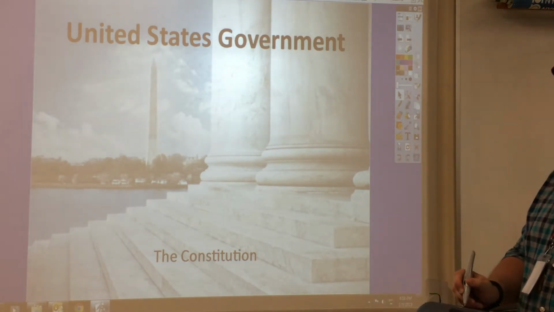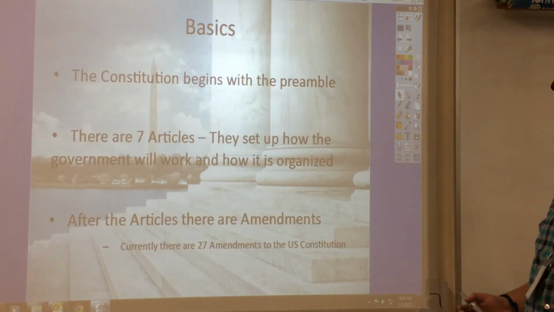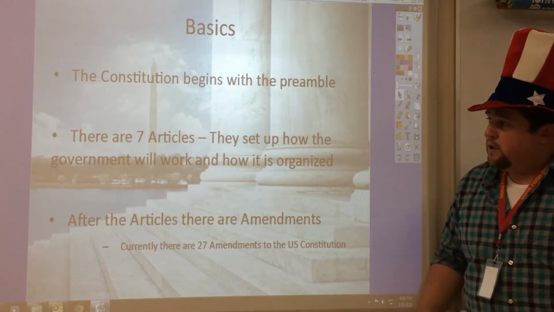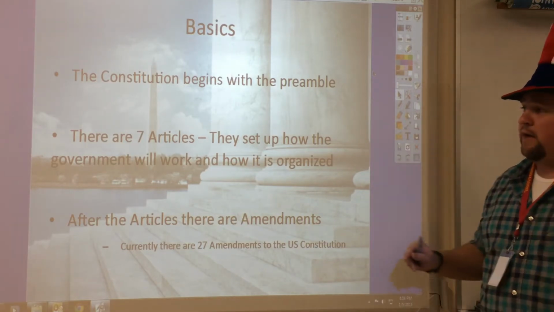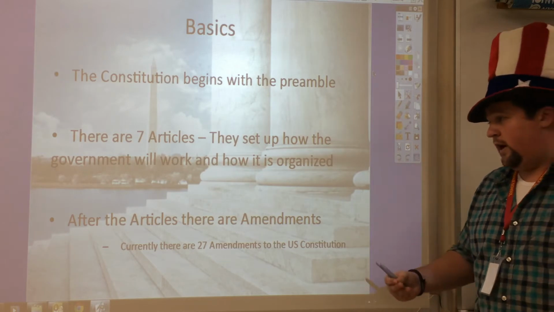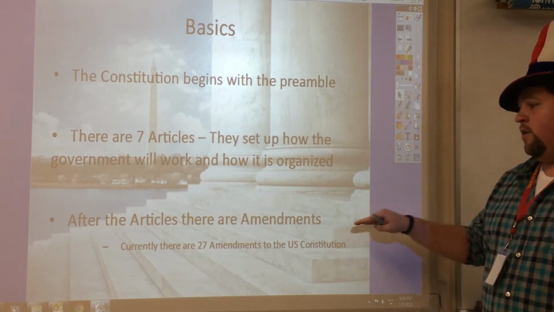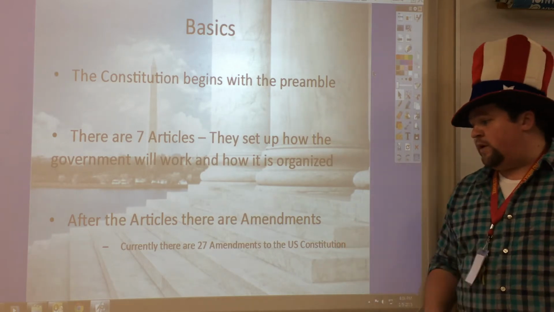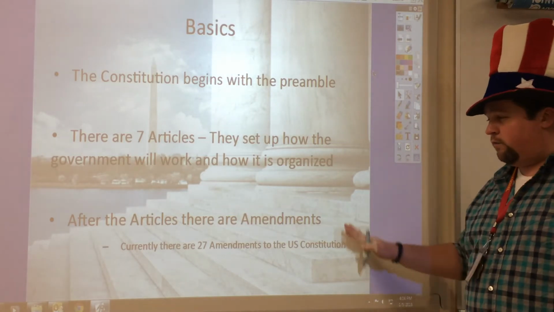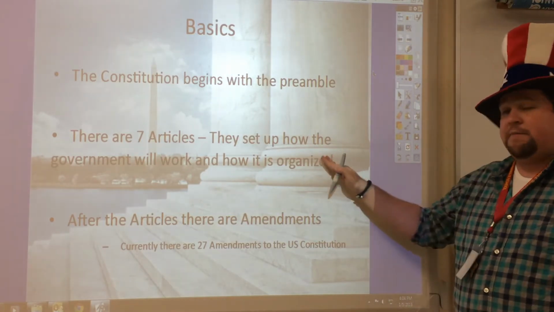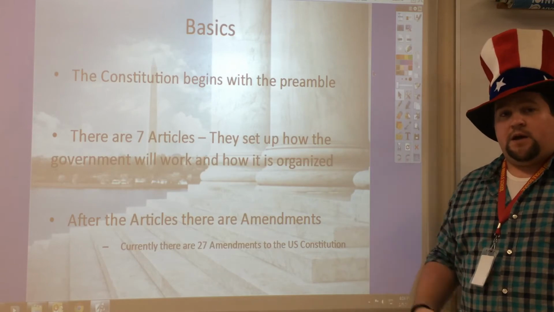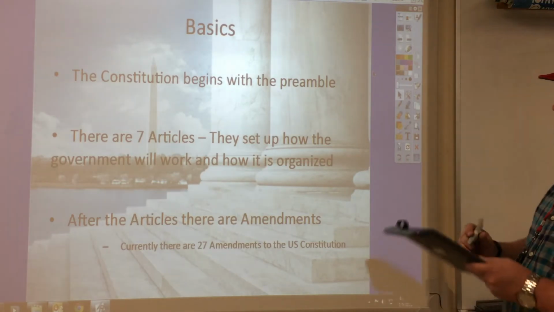So first, we're going to look at the basics. The Constitution begins with a preamble. There's 7 articles that set up how the government will work and how it's organized. And after the articles, there are amendments. Currently, the U.S. has 27 amendments to the Constitution. We're not going to go over this part of it, but we're going to talk about the 7 articles, the basic meat of the Constitution.